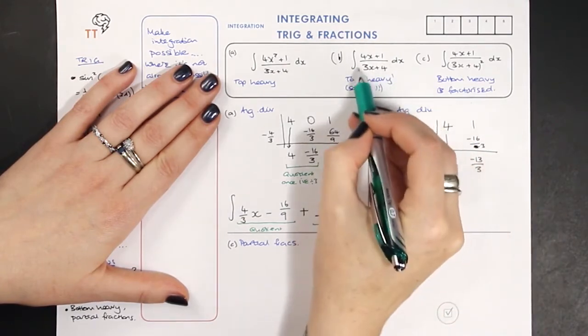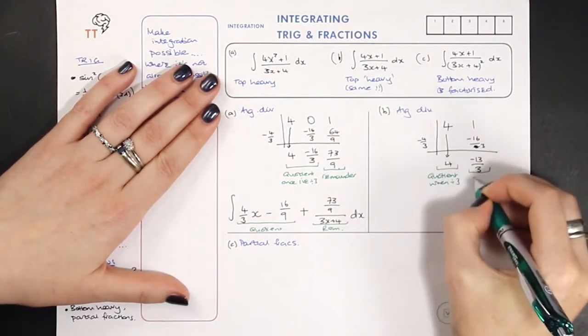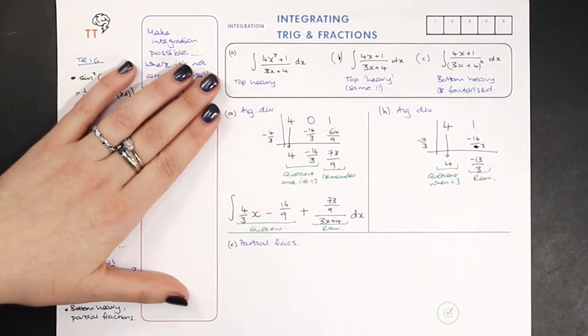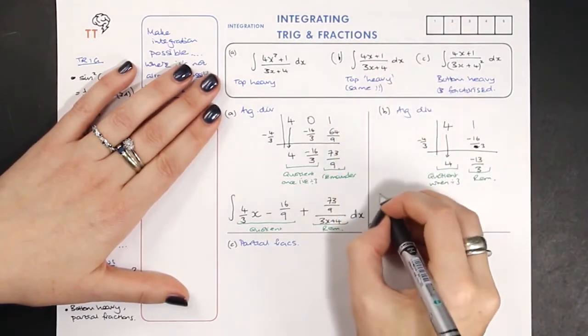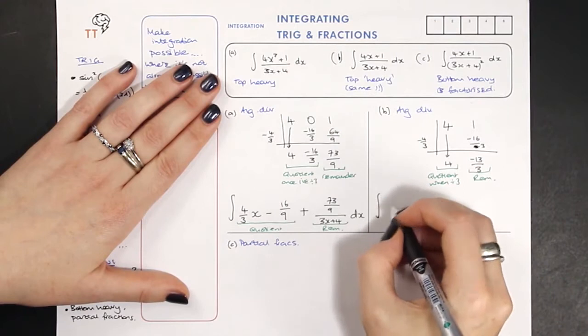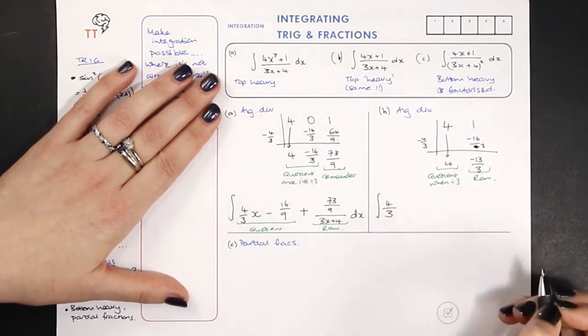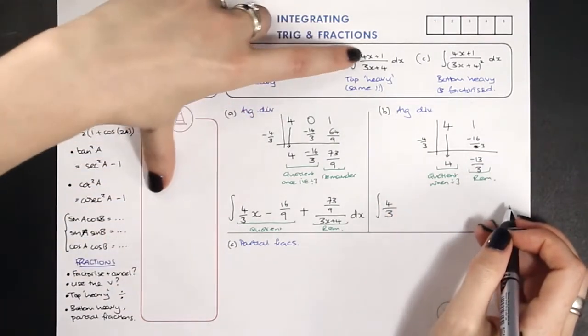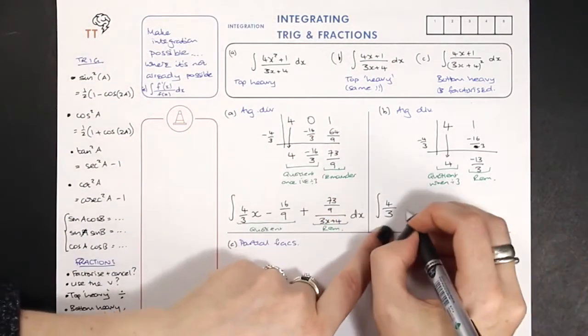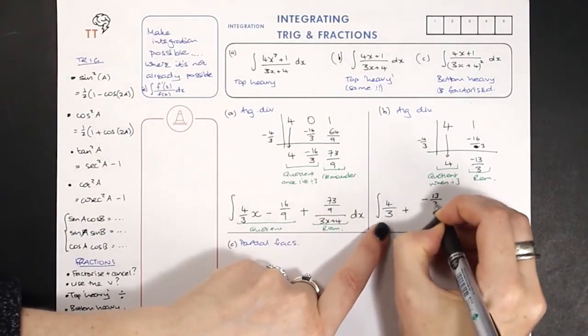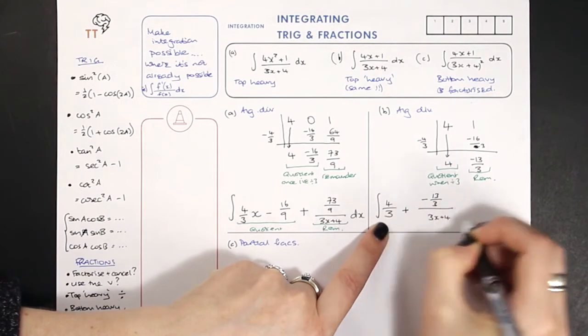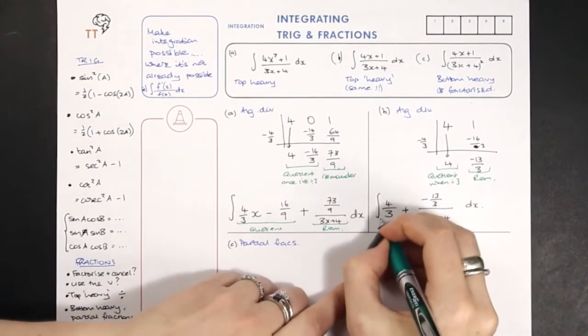3, because it's the coefficient of x on the bottom. And this is the remainder. And that means that this expression here can be written like this. 4/3, because I've gone down a power. It was just an x, so I've gone down a power to just numbers. And then also the remainder on top of 3x add 4. There's the quotient.